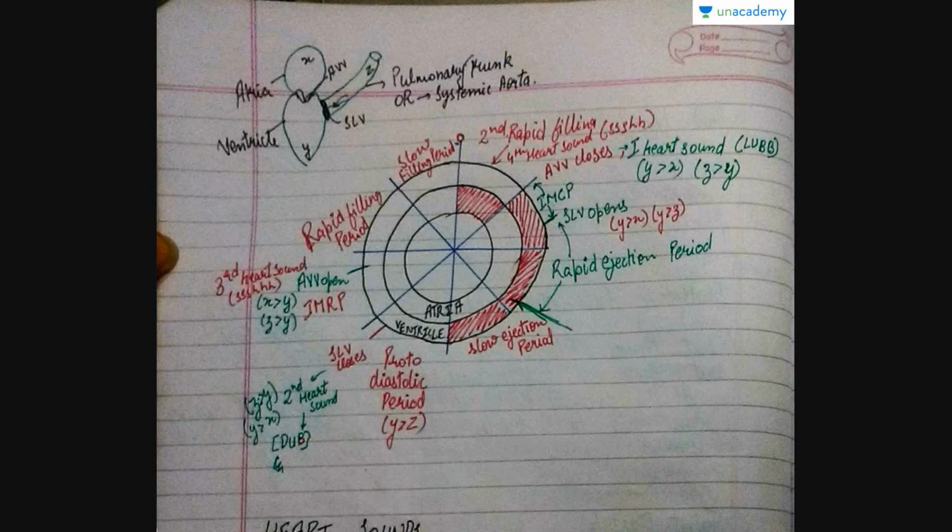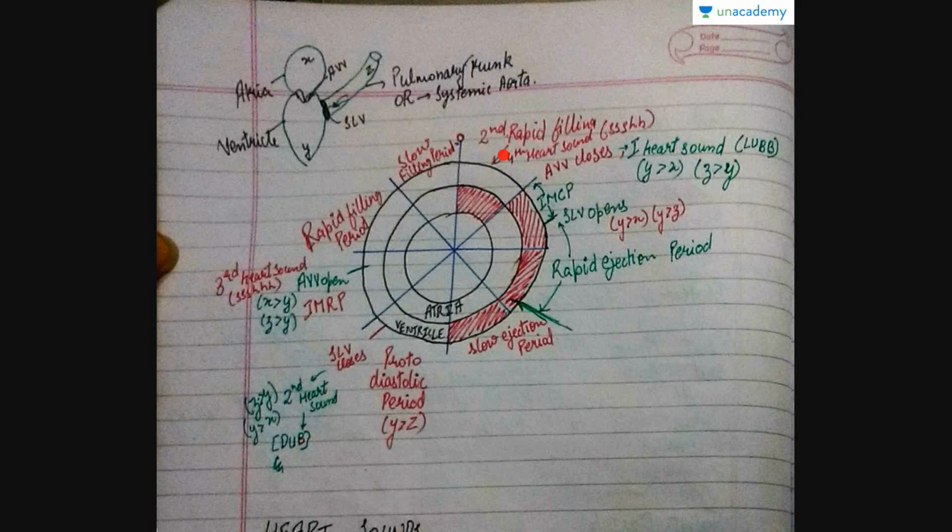Now talking about all this once again as a summary, you can see that starting from 0, this represents the atria, inner circle, while the outer circle represents the ventricles. Okay, so in atria 0.1 second systole is there, shaded region, and in ventricles 0.3 seconds systole is there, shaded region. Now rapid fillings occur, and during the rapid filling fourth heart sound is produced.